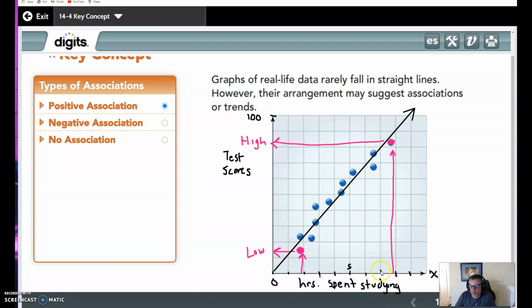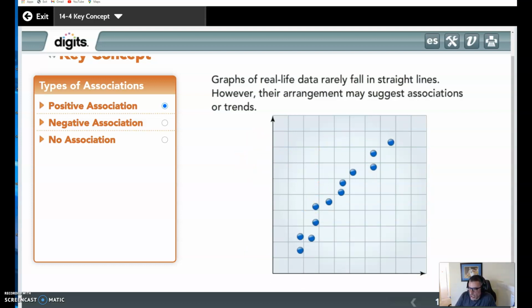All right, so this is an example of positive association: hours spent studying and a test score. The more you study, the more likely, again, nothing's for certain, but the more likely you are to have a high test score. All right, let's take a look at negative association. So notice that now my dots go down from left to right. We always read a graph from left to right.